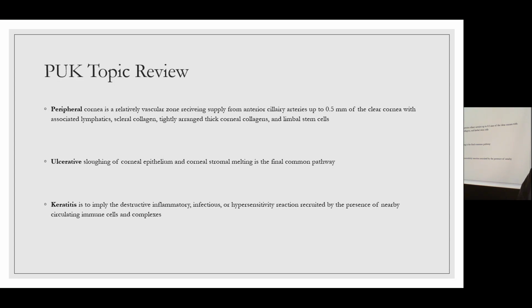And ulcerative sloughing of the corneal epithelium and corneal stromal melting is the final common pathway of such an entity. And the keratitis indicates the destructive inflammation that mainly happens at the peripheral cornea because it's a relatively vascular zone. And all the antibodies and the immune system have access to the peripheral cornea more than the central cornea.